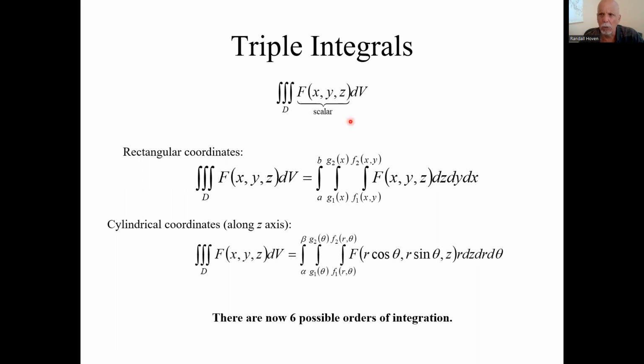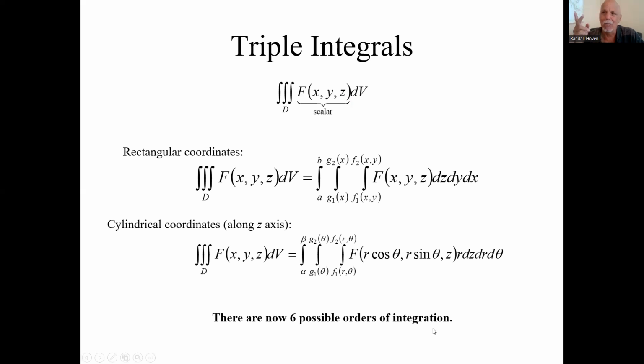Triple integral, this is a normal triple integral. This is just a scalar function here, differential volume, integrating over a volume. We have different coordinate systems to do that in. Good old rectangular coordinates, meaning x, y, and z. And you can do this in any order, depending on what's convenient for your problem. And that gives you 6 possible orders of integration.